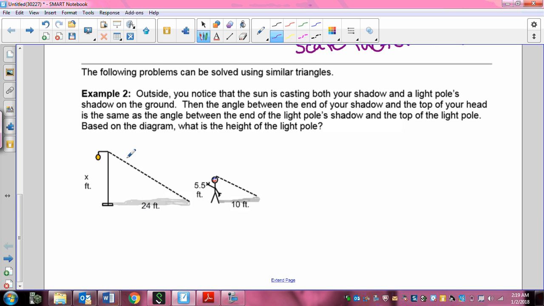So they kind of set it up for us. It's really nice. They gave us a picture, better than usual. And we're going to look at this. We're going to set up our proportion and see if they're the same.